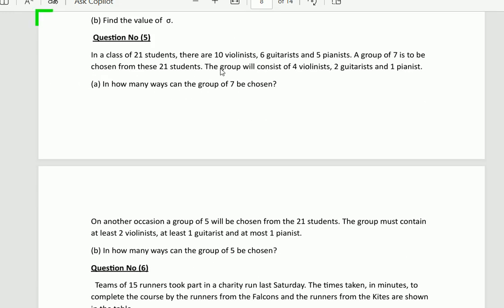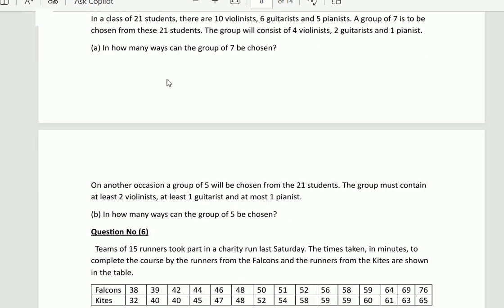Question number 5 is, in a class of 21 students, there are 10 violinists, 6 guitarists, and 5 pianists. A group of 7 is to be chosen from these 21 students. The group will consist of 4 violinists, 2 guitarists, and 1 pianist. Part A, in how many ways can a group of 7 be chosen?